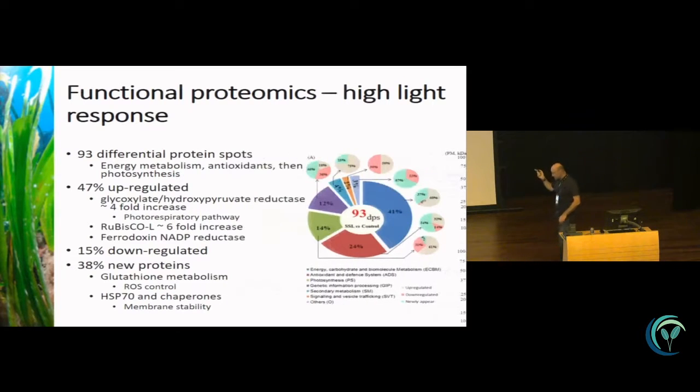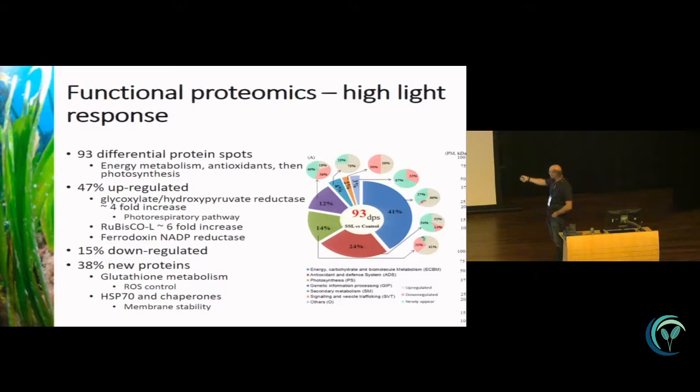What we did find was that 93 of the proteins were differentially expressed. So what we have, and I'll use this a couple of times, upregulated is this brown colour, downregulated is red, and new proteins are green. So looking around this chart, it looks like you've got a mix of upregulated, new, and downregulated, because this is the highlight response. So we break them into these groups now.